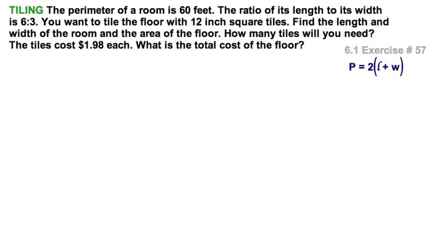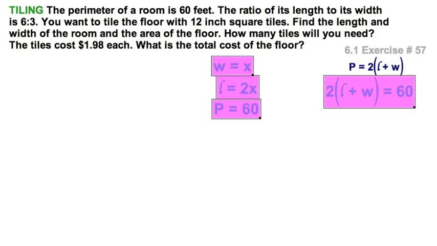Well, tiling. Oh, we love this in math. We've got a room with a perimeter of 60 feet, and we're assuming this is a rectangle. I hate assuming. We've got this ratio here of 6 to 3. I would have said 2 to 1. And we're going to put down 12-inch square tiles.